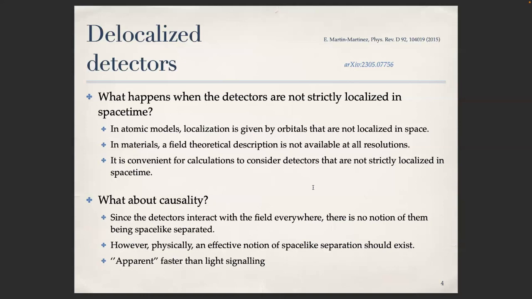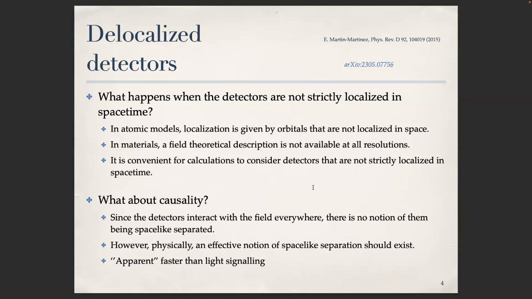So in the case of detector models, what I wanted to say is that since detectors interact with the field everywhere, there is no notion of them, for instance, being space-like separated. If you plug a detector with a Gaussian and you plug another detector with a Gaussian, they're both everywhere. So how do we discuss this business of the detectors being independent in terms of space-like separation?